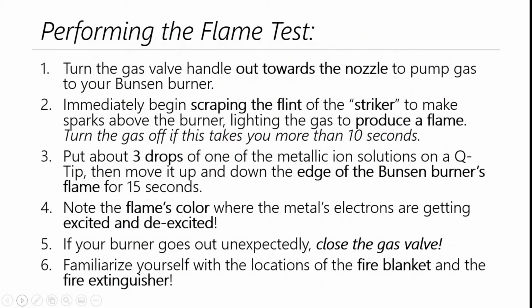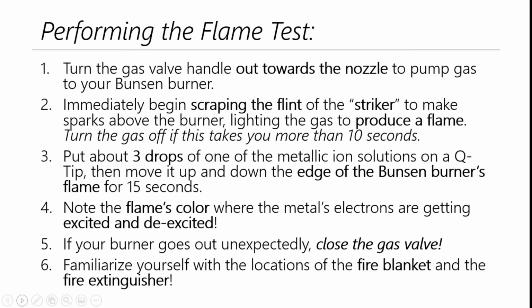To do this in the lab, we're going to turn on a Bunsen burner. Remember that your gas valve handle points out towards the nozzle, towards the hose, to get the gas flowing. You're going to have a striker that has a piece of flint on there to make some sparks to light the gas. If it takes you a little bit too long to get the gas going, just turn the gas off, let it air out for a second so you don't hit yourself with a fireball and spook yourself. And then keep trying until you get it.